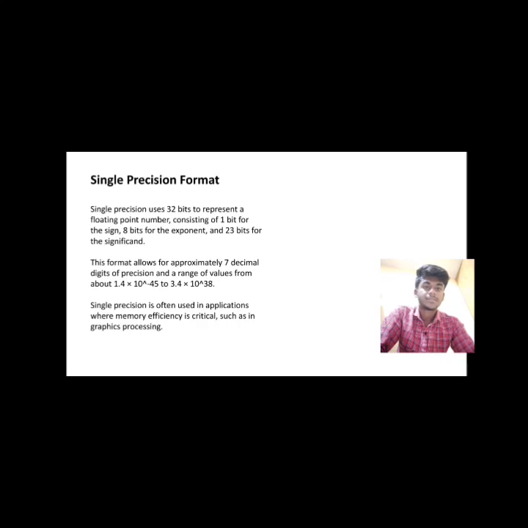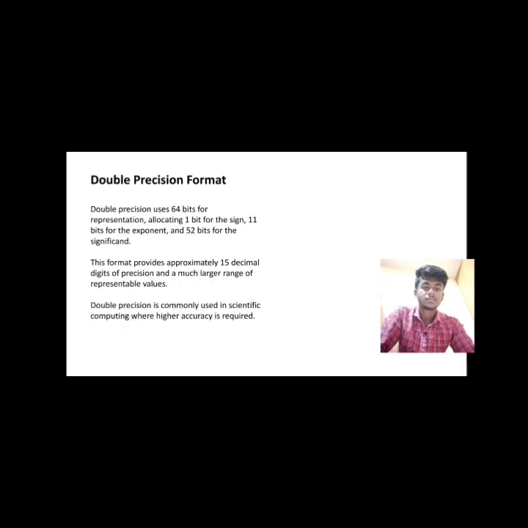Single precision format. Single precision uses 32 bits to represent a floating point number, consisting of 1 bit for the sign, 8 bits for the exponent, and 23 bits for the significand. This format allows approximately 7 decimal digits of precision and a range of values from about 1.4 times 10 to the power of minus 45 to 3.4 times 10 to the power of 38. Single precision is used in applications where memory efficiency is critical, such as in graphics processors.